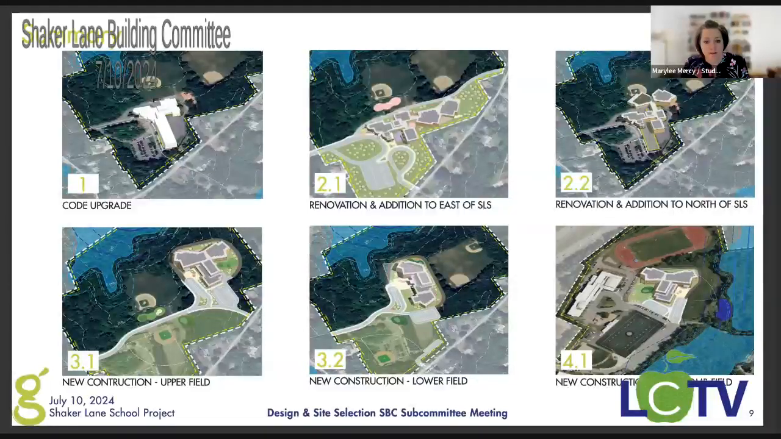And just so you know, the MSBA requires us to choose 3 options: the code upgrade, one of the renovation and addition options, and at least one new construction option.